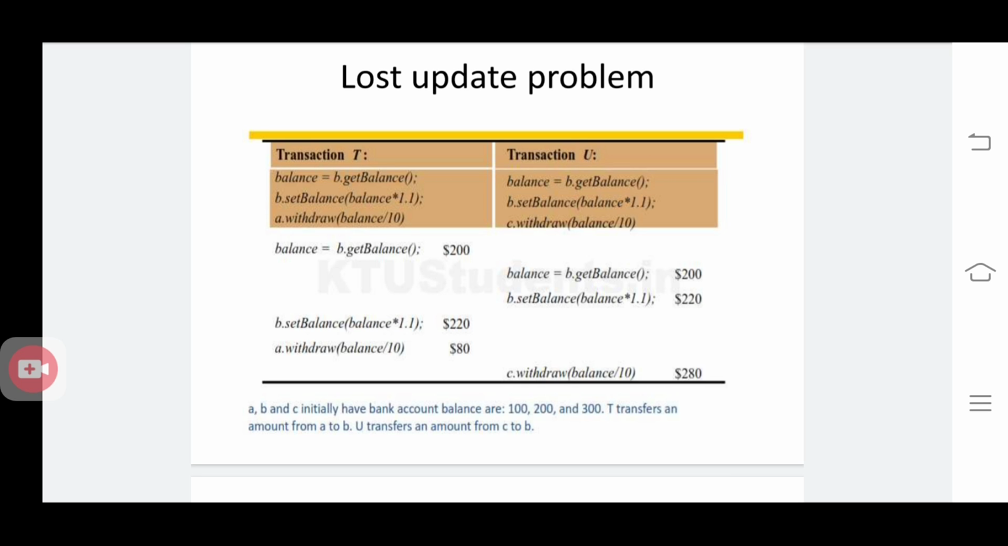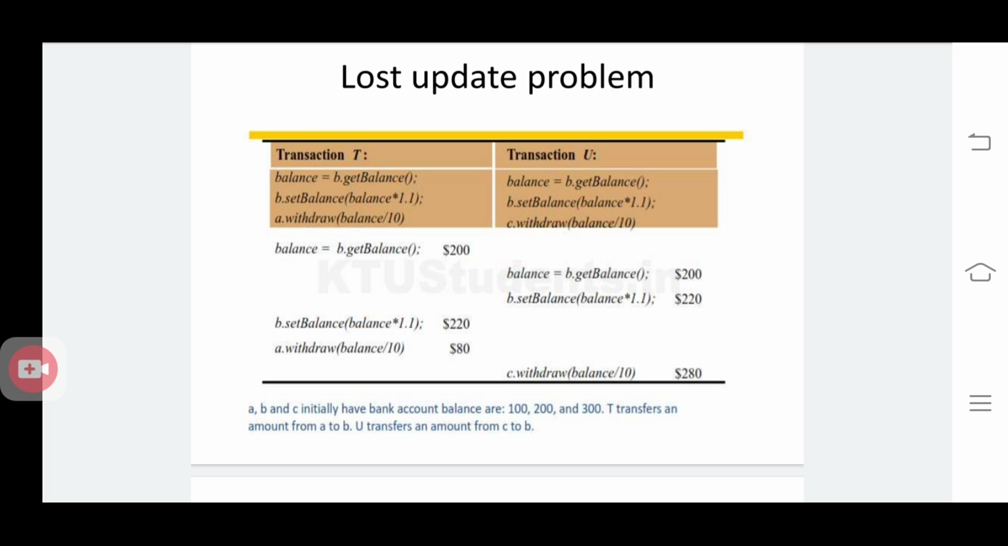Transaction T transfers some amount from A to B, and U transfers some amount from C to B. In transaction T you can see three operations: getting the balance, setting the balance, and withdrawing. In the same way, transaction U has three operations. First get the balance of B, then set the balance of account B, and withdraw the balance of account C.